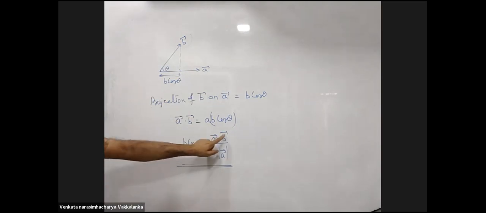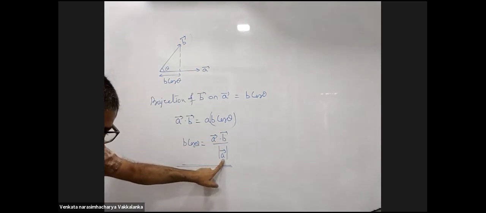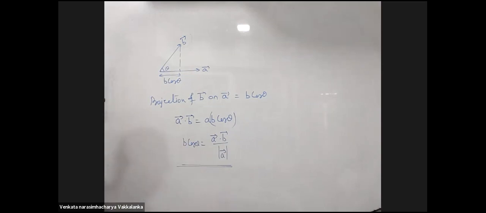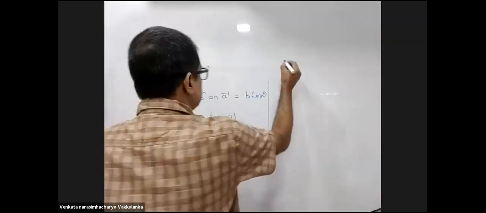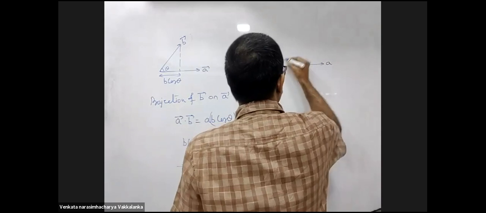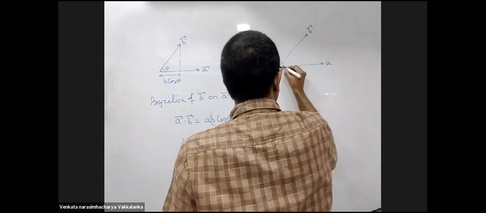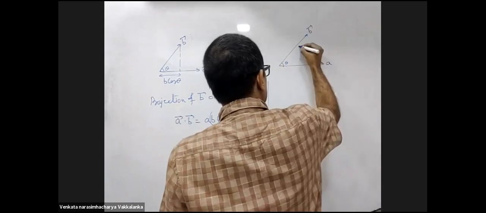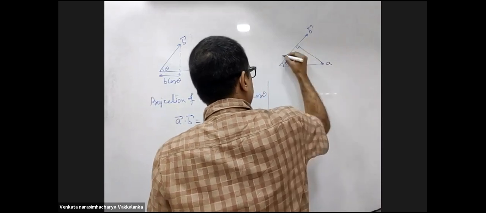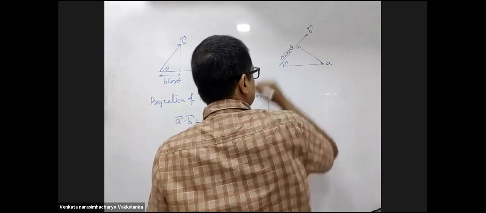Projection of B on A will be A dot B divided by the magnitude of A. Can you do the reverse? This is A, this is B, this is theta. Projection of A on B is A cos theta.